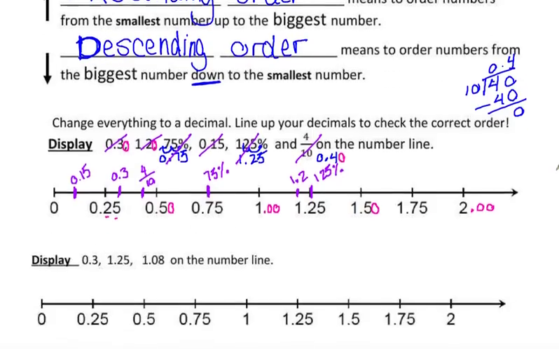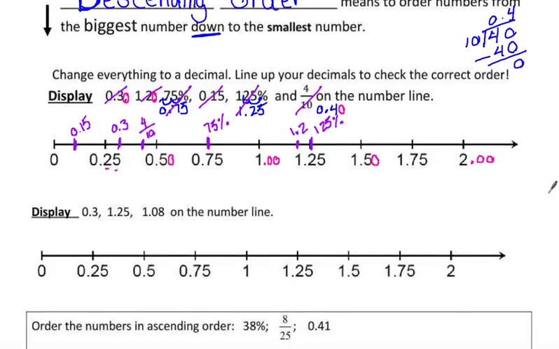So I want you to pause the video, and I want you to try the next one right here. Turn them all to decimals. Well, actually, they're all decimals already. I want you to try to put them on the number line where they go.